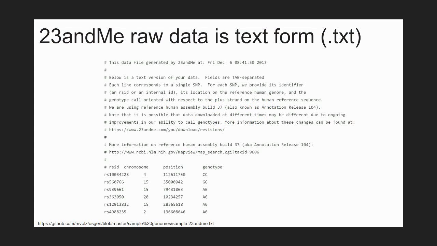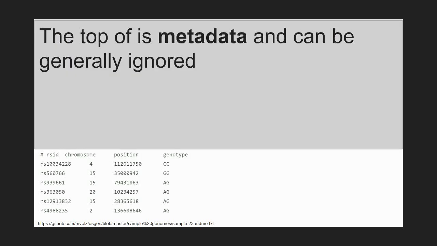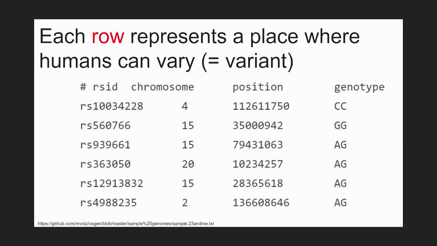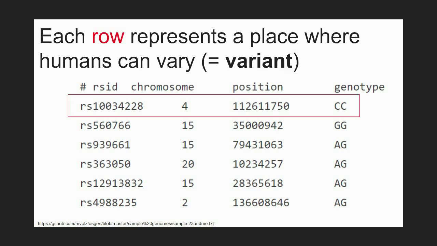So again, here's the text file, and this top part is just metadata. I'll provide some notes in my code for some of the stuff that's interesting up there. So this is kind of the meat and potatoes of what we have. It's just 1, 2, 3, 4 columns, but then it extends down to a total of about 900,000 rows of data. And each row, in this case, is a place where humans can vary and gives you what genetic material you got from your parents.